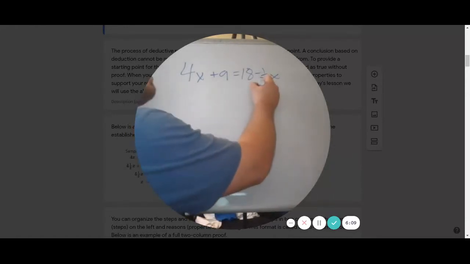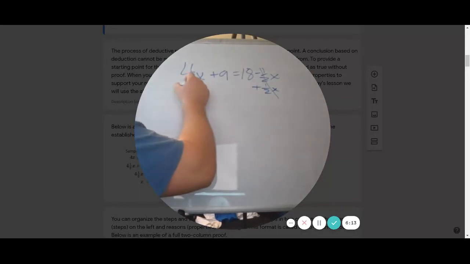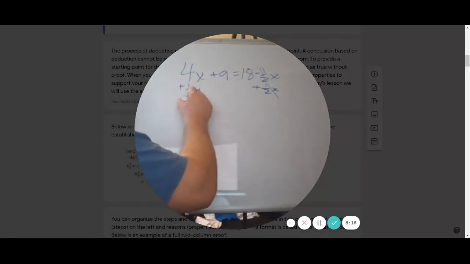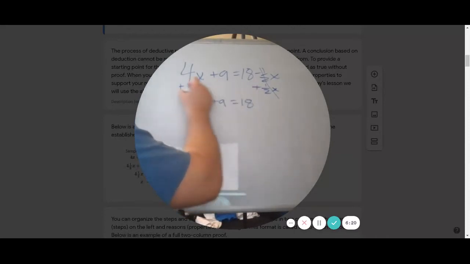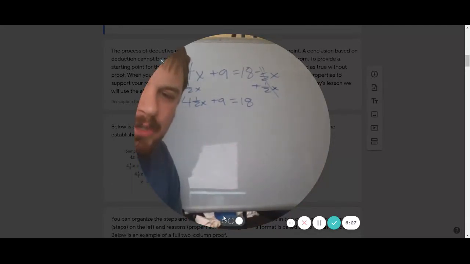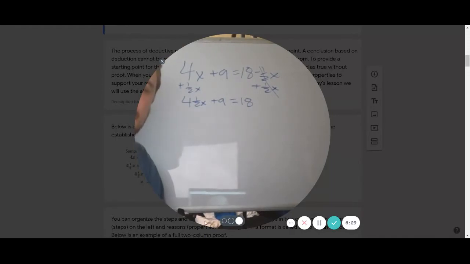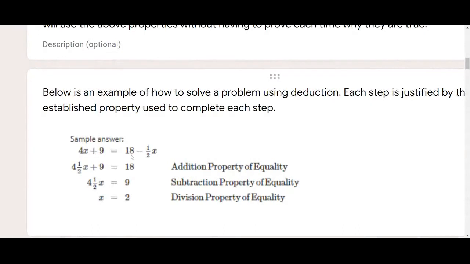Well, you would add plus 1/2 x to each side. So it's gone from there, plus 1/2 x. So now we're at 4 and 1/2 x plus 9 equals 18. Okay, that's the step that we would take. What lets you add something to both sides? That would be the addition property. So look at how they get here, and they say the addition property. See what they're doing here? They're not showing you what they added to both sides. They're just saying you can get from this line to that line, and how do you do it? By using the addition property.